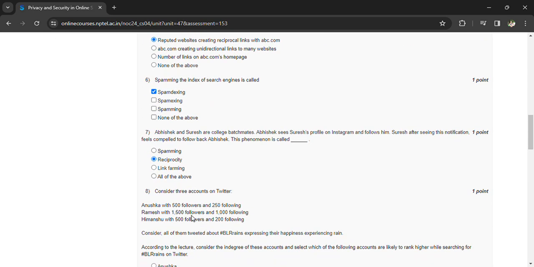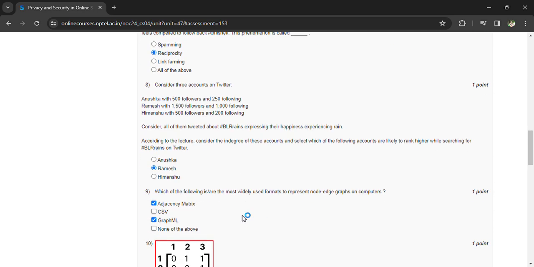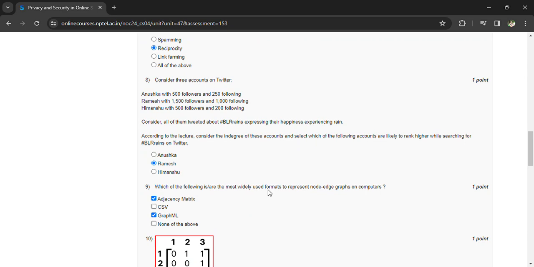Consider the three accounts on Twitter: Anushka, Ramesh and Himanshu. And consider all of them tweeted about the rains, expressing their happiness experiencing rain. According to the lecture, consider the in-degree of the accounts and select which of the following accounts are likely to rank higher while searching for the rains on Twitter. If you observe this, Ramesh has more followings and followers also. So Ramesh.